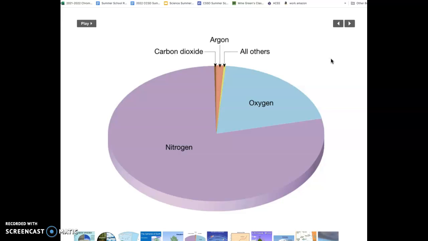So one of the reasons climate change is such an issue is because, see this tiny little sliver that is carbon dioxide? The composition of the atmosphere is only 0.03%, I believe. So even if we change the carbon dioxide in the atmosphere by just a tiny little bit, that has a big impact on the planet.